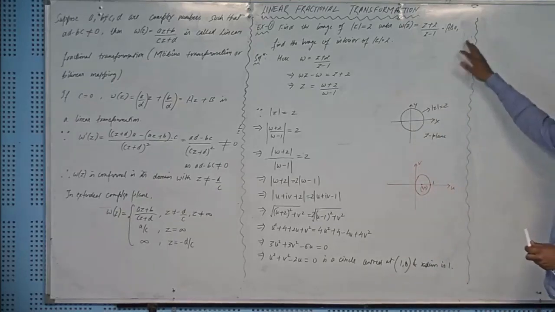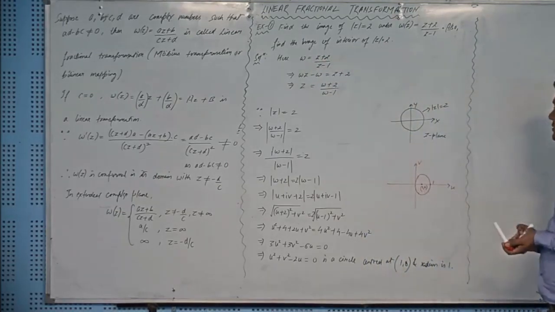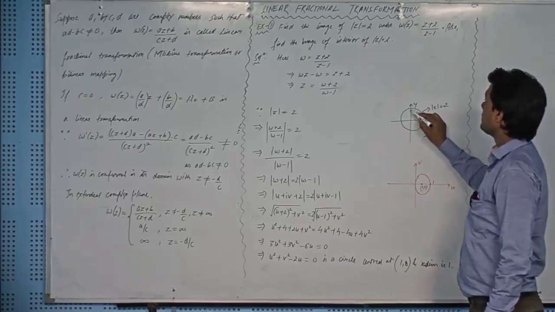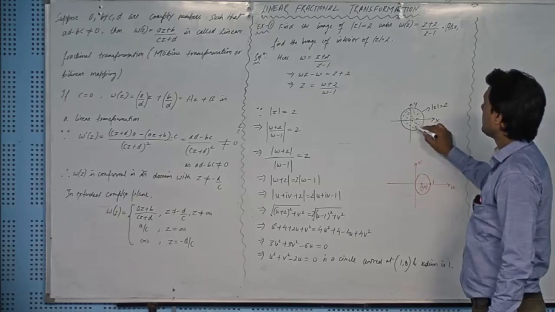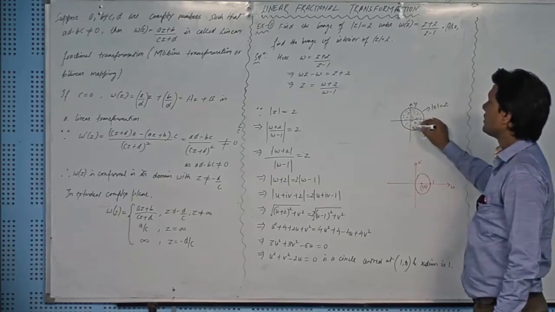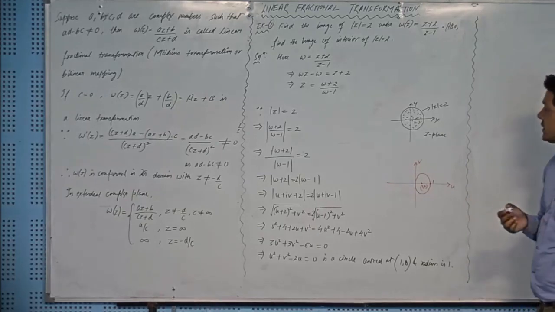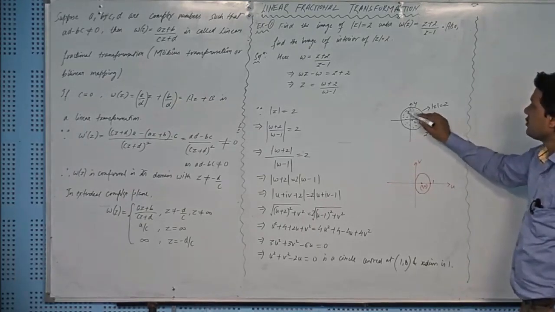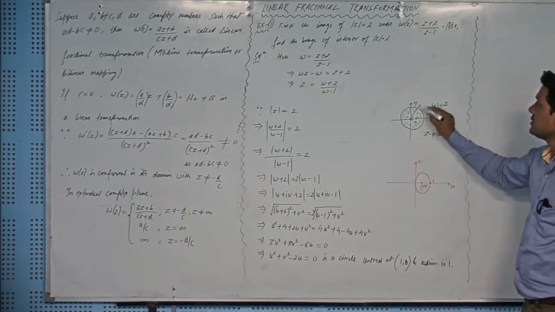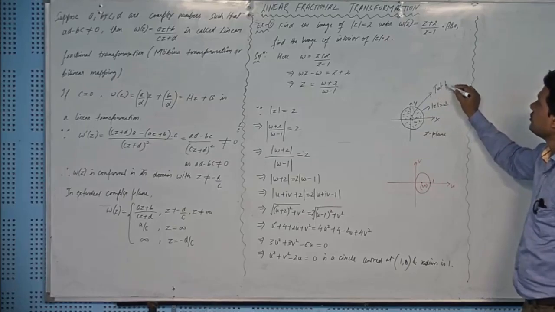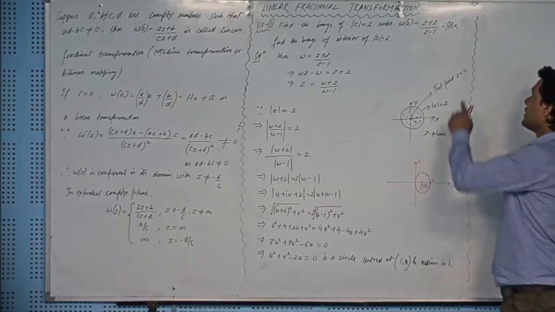So going to the next part, find the image of the interior of the circle, right? It means that the interior of this circle is this shaded region. You have to find its image, the image of the shaded region, and for this you just need a test point. You just take a test point which belongs to this shaded region. You can take any point. Suppose you take z equal to 0. This is a test point, right? Test point z equal to 0, and you just put this z equal to 0 here.